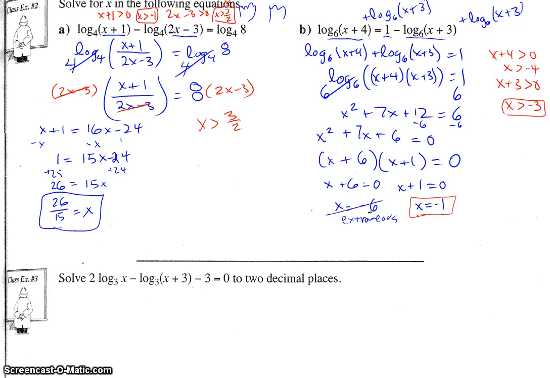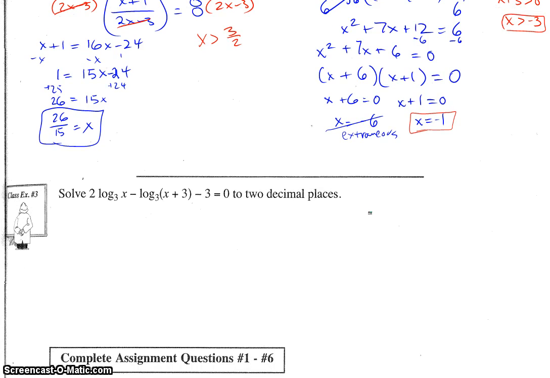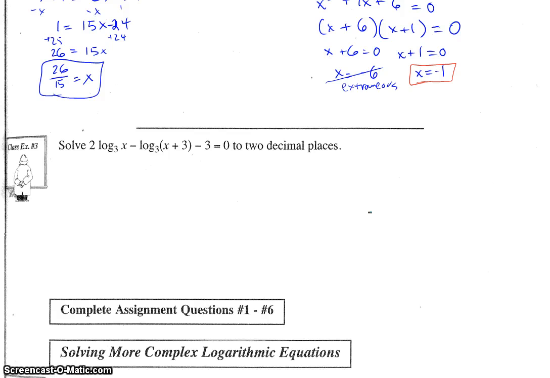Okay, so let's take a look at example 3. First of all, let's do our domain right off the bat. Here x has to be greater than 0. Here x plus 3 has to be greater than 0, so x would have to be greater than -3. And which one's more restrictive? This one. Because if we had an answer between -3 and 0, like -2, it would work for this log, but not for that one, and therefore you couldn't have it at all. So that's why we go with the higher number.